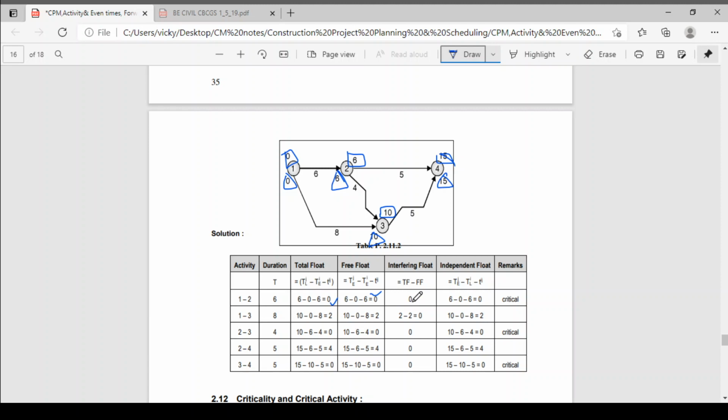Free float minus total float is 0. Okay, this value is 0. Then independent float: 6 - 0 = 6, 6 - 6 = 0. Okay, so everything is 0. So this is the critical activity.